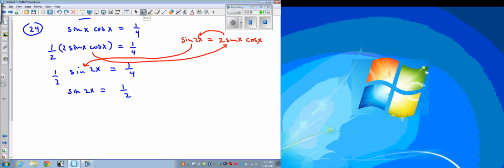And notice that the interval that we want that x to be over is what? We're working with 0 to 2 pi, right? But now we have 2x equals sine inverse of 1/2. So we're going to have to go around how many times? Twice, because we're going to divide it by half, right? Just like last time, we had to go around 3 times because we were dividing it by 3.